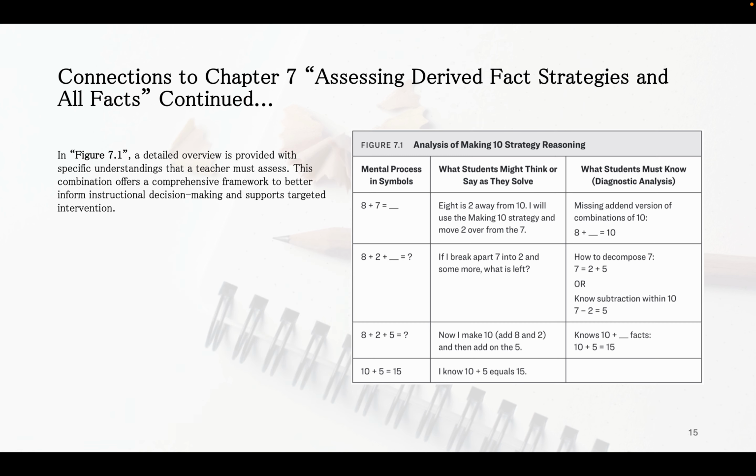Connections to Chapter 7, Assessing Derived Fact Strategies and Facts, Continued. In Figure 7.1, a detailed overview is provided with specific understandings that a teacher must assess. This combination offers a comprehensive framework to better inform instructional decisions, supporting targeted intervention.